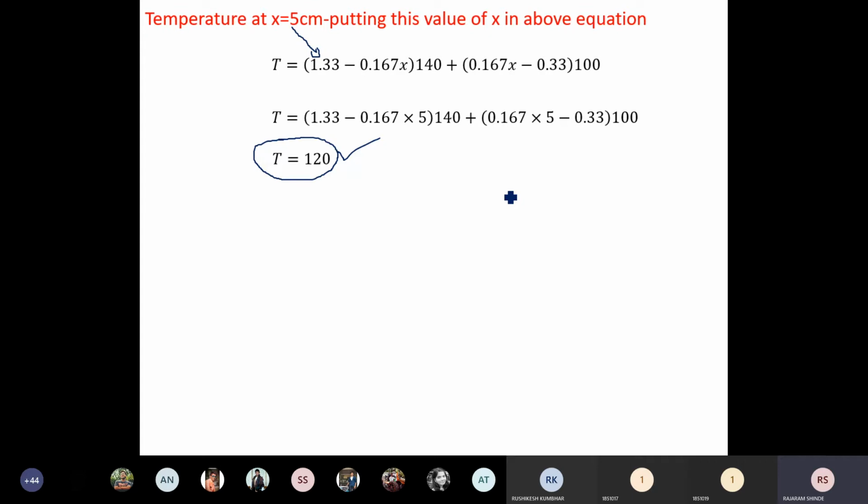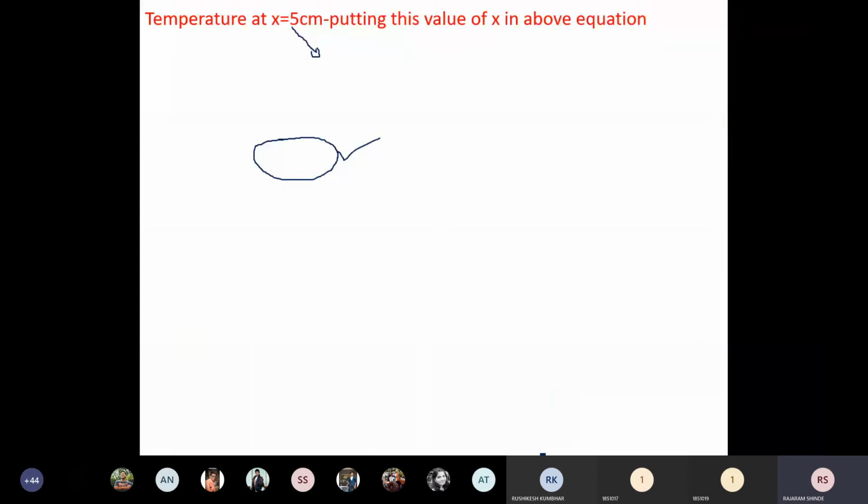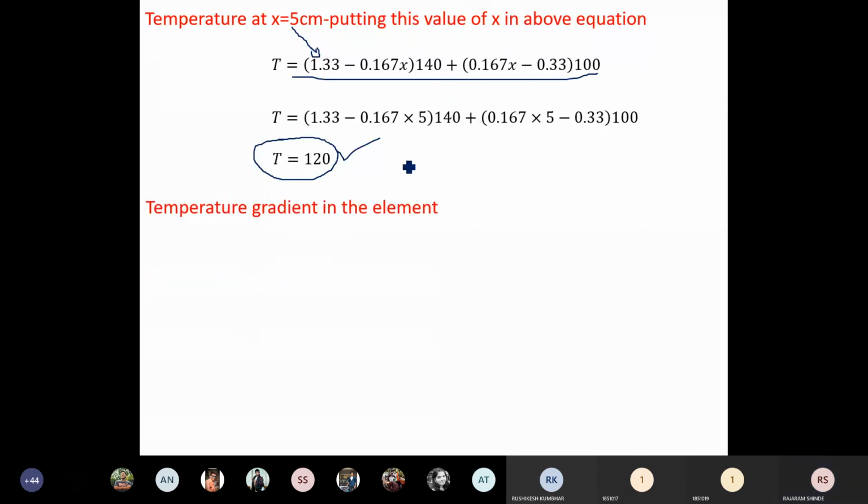Now, after that, what you have to calculate next? You have to calculate the temperature gradient. Temperature gradient means the derivative of the temperature, dT by dx. For this calculation, you have this interpolation polynomial. You take the derivative of this with respect to x. That will give the thermal gradient or temperature gradient in the element.